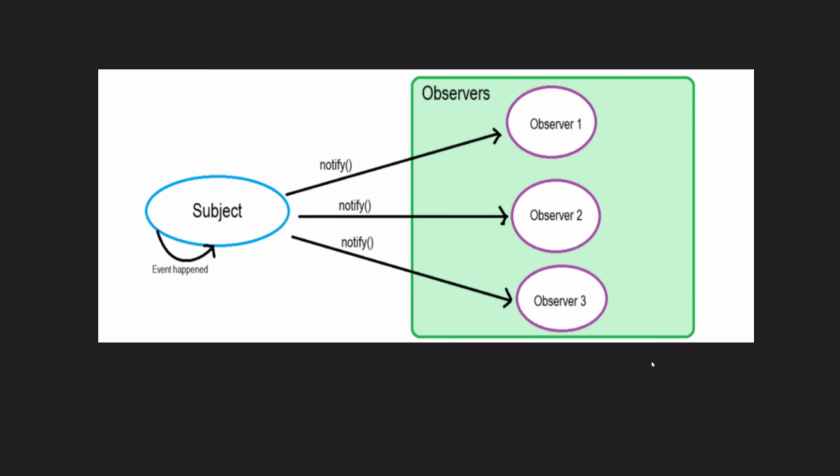Now if you look at this diagram, I will explain what it is. Here you can think of this one as a subject. The subject is the thing which emits the values. If you want to get the value from a subject, you need to register to this subject. So observer 1, observer 2 and observer 3, these are the three observers.